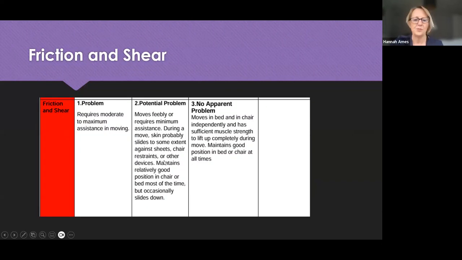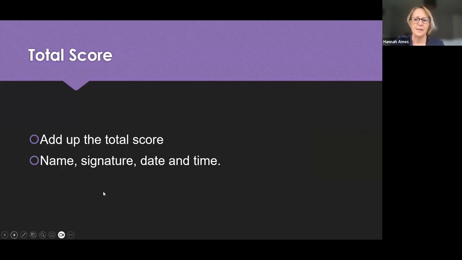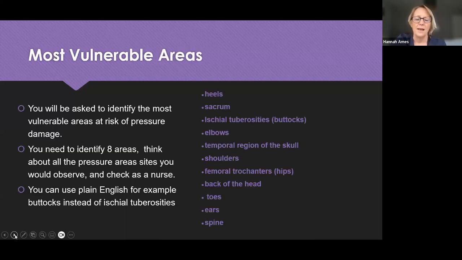So we've got our total score for each area then. We need to add up that score. So we've got 4, 5, 6, 7, 8, 9, 10, 11, 12. So we've got a total score of 12, which does make this patient high risk. Again, you don't need to verbalise anything in this station. So just make sure you've added up your scoring correctly, and you've put your name, signature, date and time. And just double check it, because the scoring is the most common area of fail for this station. And then you just need to leave enough time to complete the other part of the station.